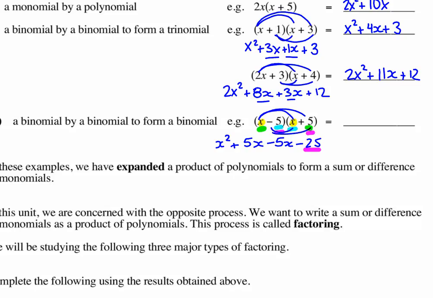Okay, so collecting like terms, what's your final answer? x squared minus 25. Good, the middle terms cancel. They add to 0.